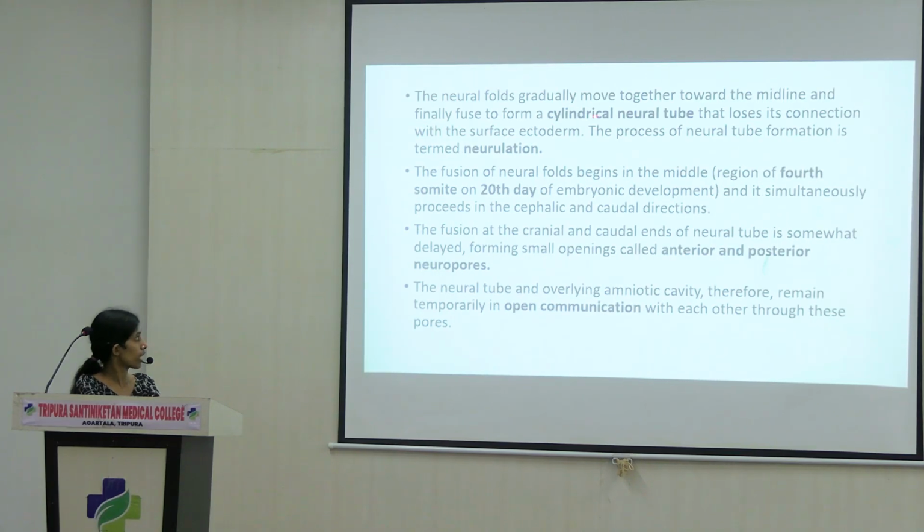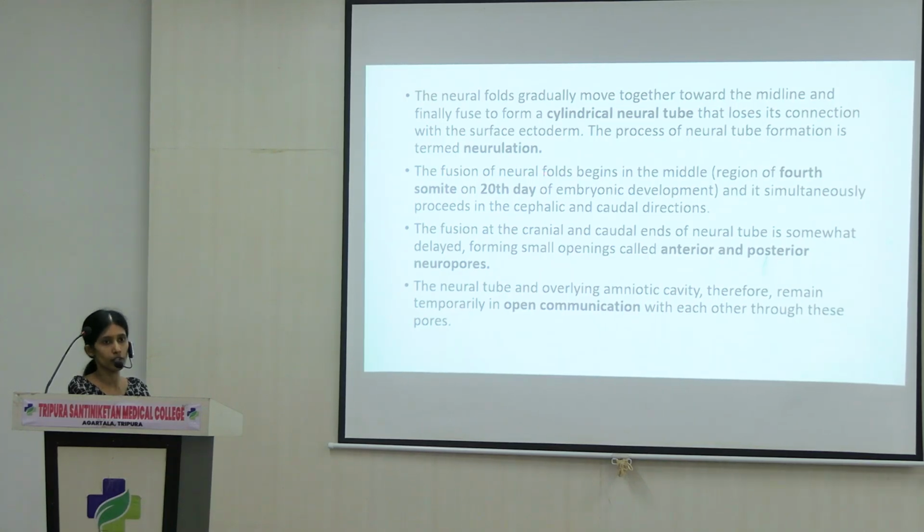The neural folds gradually move together toward the midline and finally fuse to form a cylindrical neural tube that loses its connection with the surface ectoderm. The process of formation of the neural tube is called neurulation.